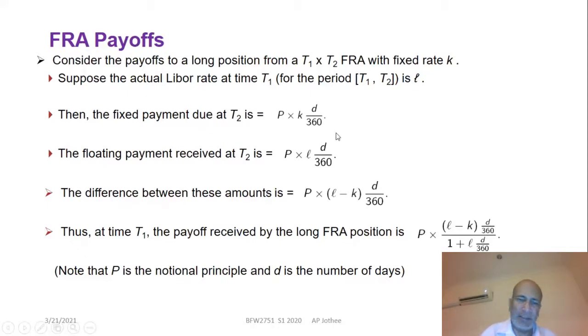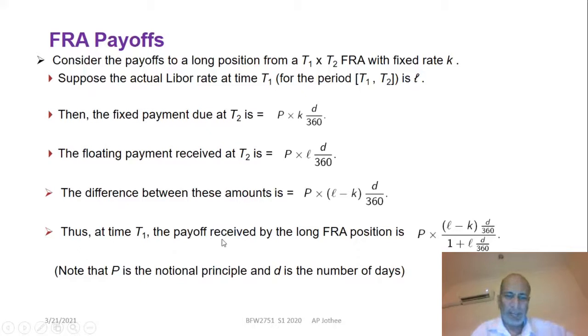Principal could be 5 million, 10 million or so. For LIBOR, it is L, and the fraction of the days times the principal. So the difference in this amount can be simplified as principal times (L minus K), the difference between L and K, for a long position, times the fraction of the days in the reference period.